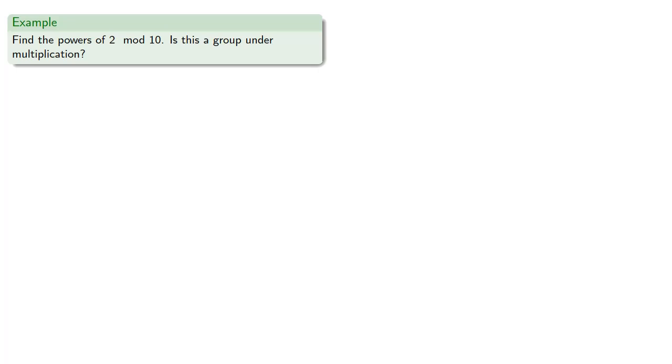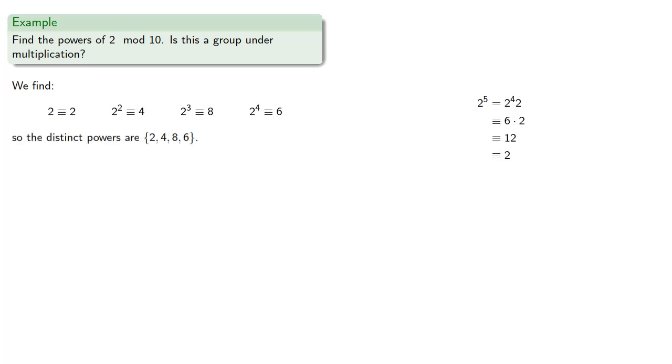And so we find our powers of 2. 2 is just 2. 2 to the second is 4. 2 to the third is 8. 2 to the fourth is 16, which reduces to 6 mod 10. And for 2 to the fifth, we'll take advantage of the fact that working mod 10, we never have to work with numbers larger than 10. So 2 to the 5th is really 2 to the 4th times 2, but I already know that 2 to the 4th is congruent to 6, and so 2 to the 5th is 6 times 2, 12, which reduces back to 2, and we're back to our starting point. And so our distinct powers are going to be 2, 4, 8, and 6.